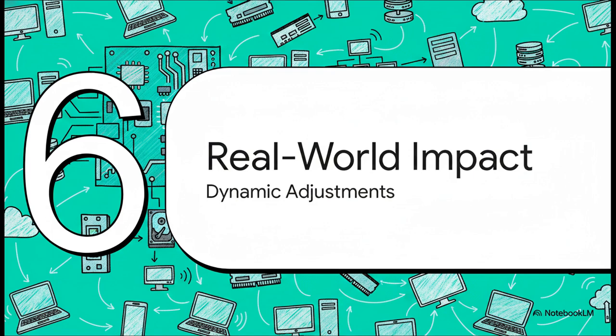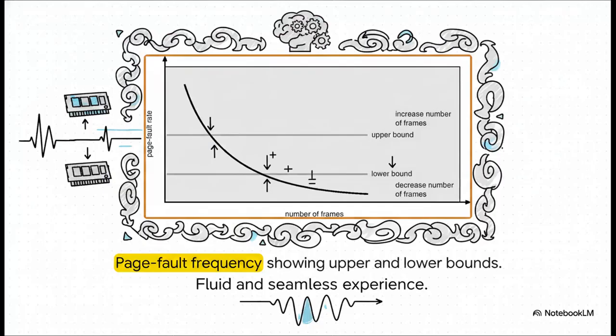Part 6. Real-world impact and future. So, how does all this heavy academic theory actually manifest inside the devices sitting right in front of you today? Well, modern operating systems handle this brilliantly using page fault frequency dynamic adjustment. Your device is constantly monitoring the heartbeat of its memory.